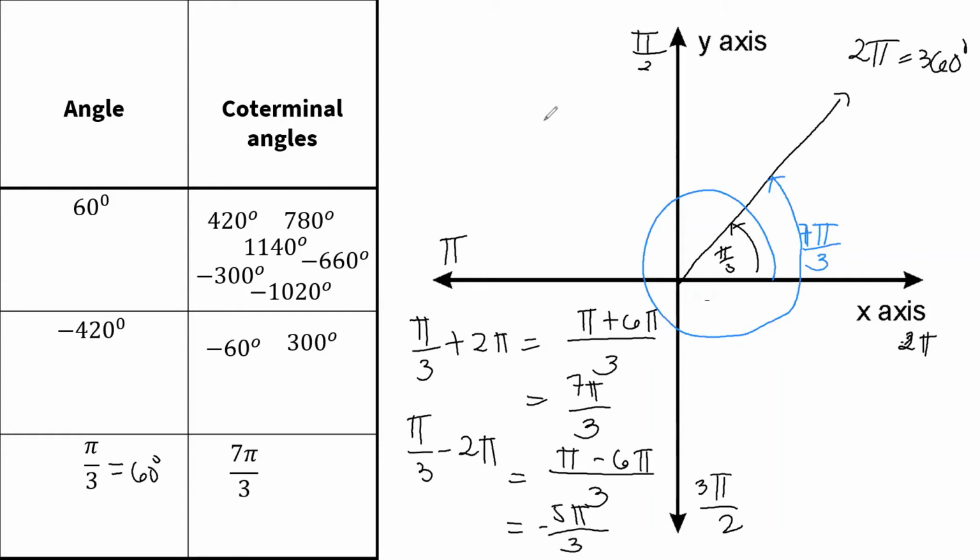So where is this negative 5 pi over 3? Negative means it rotates in the clockwise direction. So from the initial side, okay, now this red one is the negative 5 pi over 3. So some of the coterminal angles of pi over 3 are 7 pi over 3 and negative 5 pi over 3. If you want to find more coterminal angles of pi over 3, just add another 2 pi to the 7 pi over 3 or add negative 2 pi to negative 5 pi over 3.